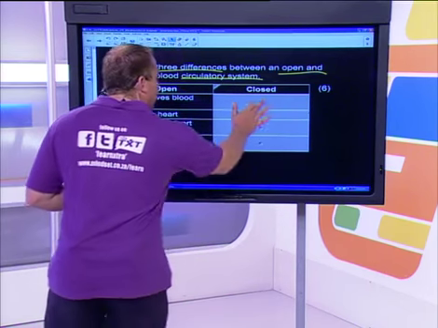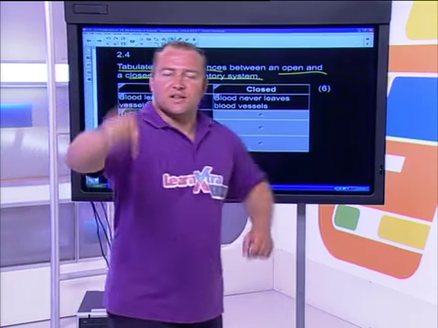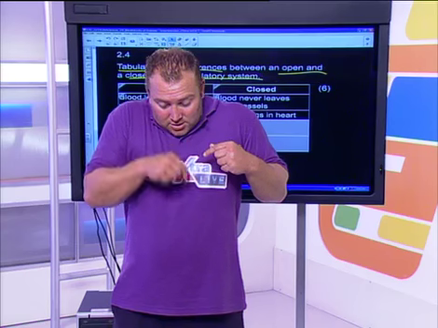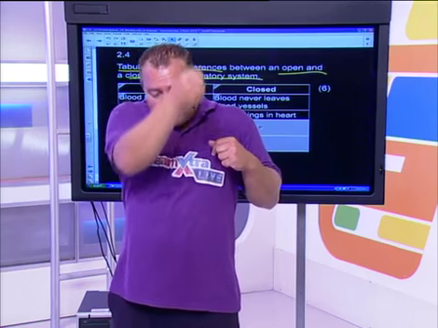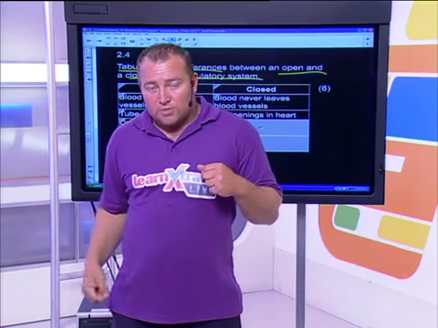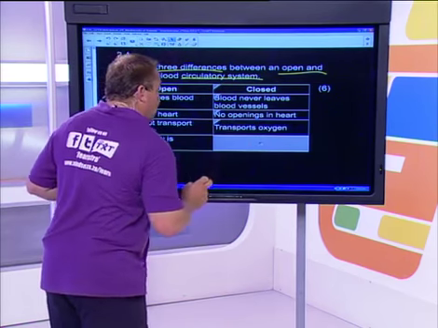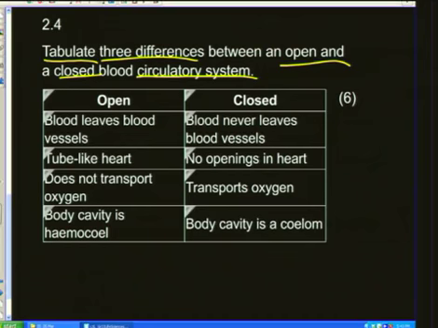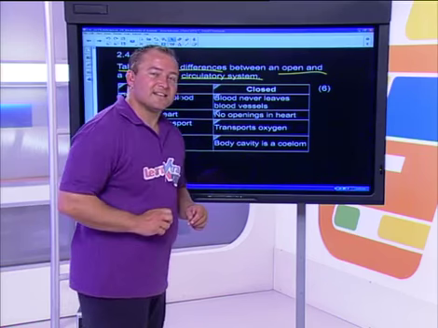Okay, let's see what a closed blood system is. First of all, blood never leaves the system, ever. Second of all, no openings in the heart. In other words, it goes in the heart, down to the bottom, back to the lungs, back down to the heart, back out the heart to the body. There are no opening spaces anywhere. Next one, transports oxygen. Of course, hemoglobin for us, right? Transports oxygen. And lastly, the body cavity is a coelom.